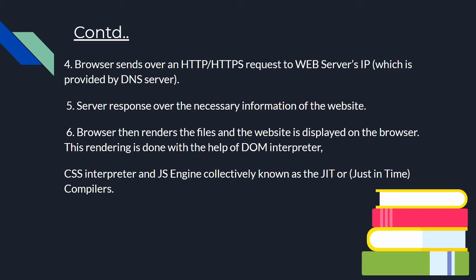Then the server responds with the necessary information of the website, and the browser renders this information and files and displays them on the web browser. This rendering is done with the help of a DOM interpreter, CSS interpreter, and JavaScript engine, which is collectively known as a just-in-time model. So guys, this is how a browser interacts with the internet or network connection.